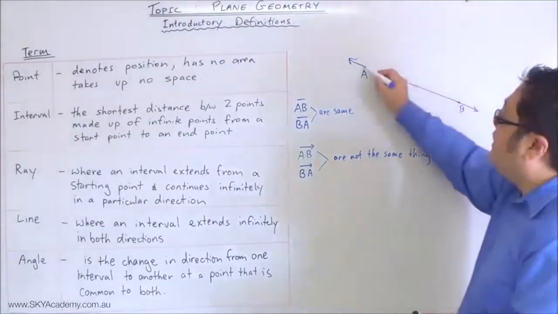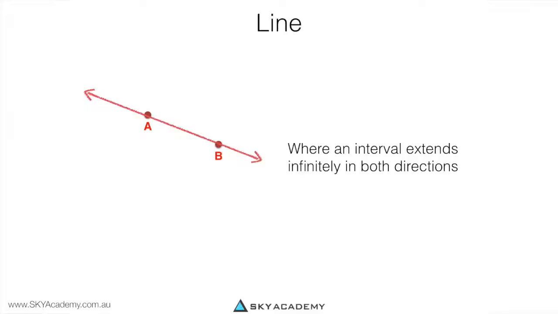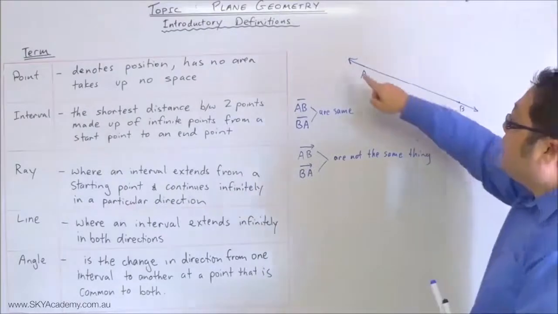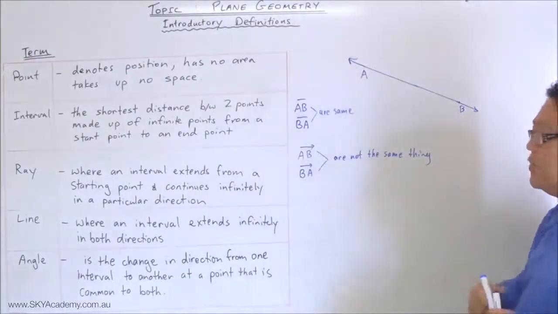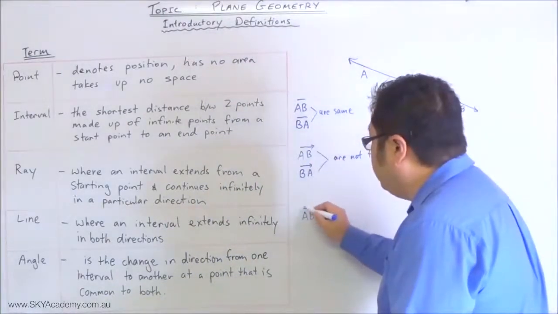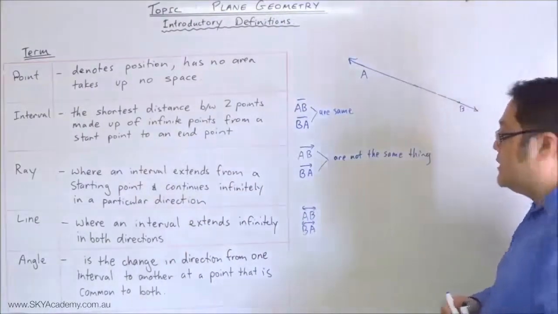So you've got point A here, you've got point B here, and a line goes infinitely in that direction through A and infinitely in this direction through B. You don't have to draw an infinite line, because that will take quite a fair bit of time. But what you can do is put an arrow on the ends, and that will tell you that you're dealing with line AB, which is also the same as the line BA. These are the same thing.